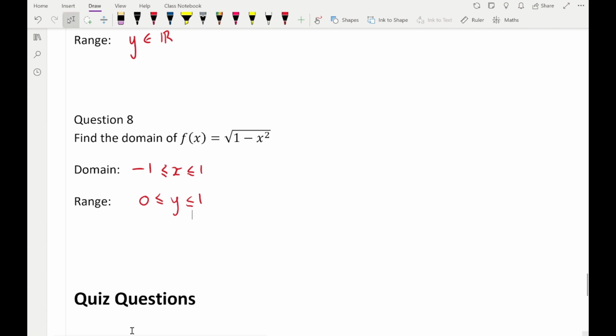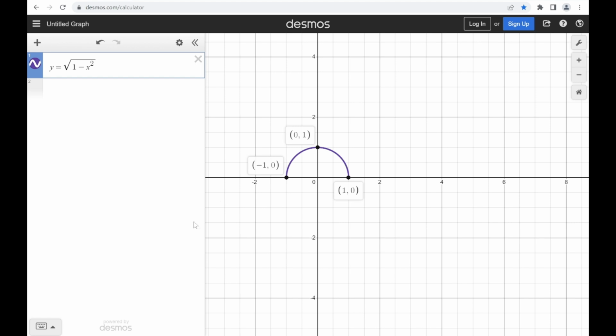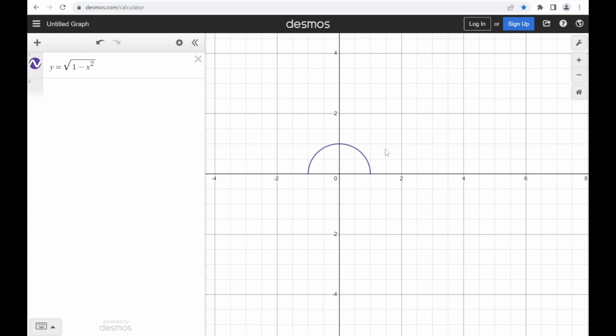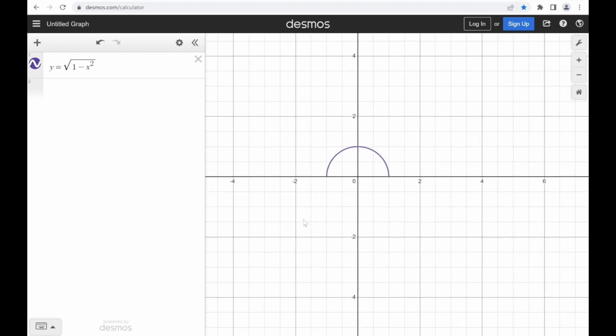Now, I'd encourage you, if you're feeling confident, to graph on your calculator when you try these questions. I've done it on Desmos here just so that it's a bit quicker, but you want to get used to using your calculator for a test or something like that. But if you can't do that quite yet, Desmos is fine for now.